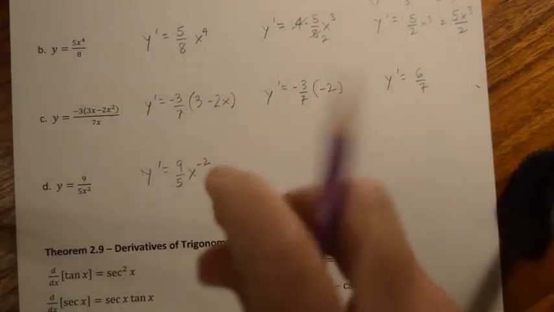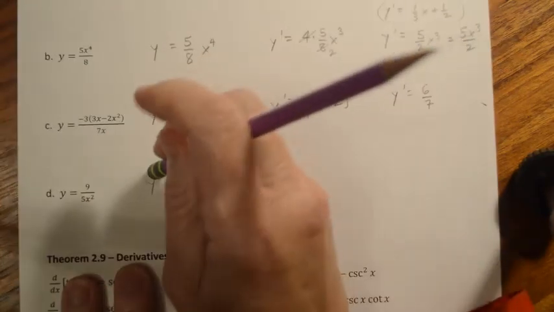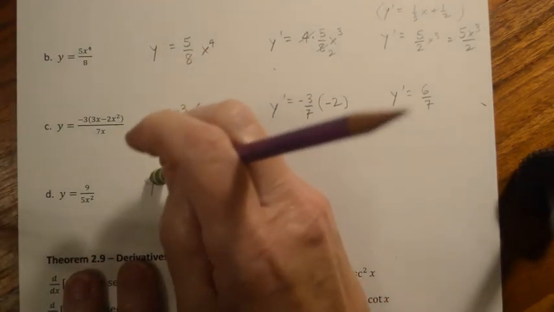Right, then we take the, I'm sorry, I don't know why I was writing those y primes here. That's not the derivative. This is just the rewrite. Sorry about that. This is the actual derivative in the next column.